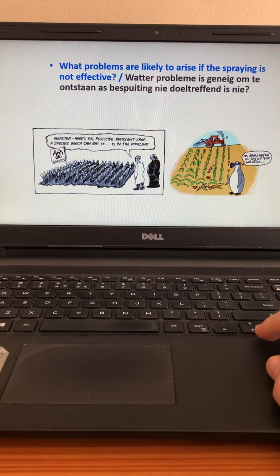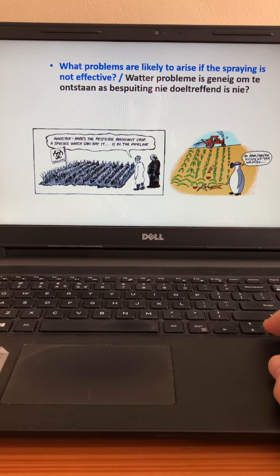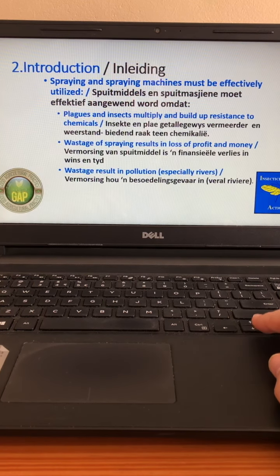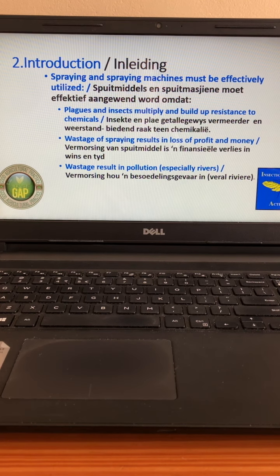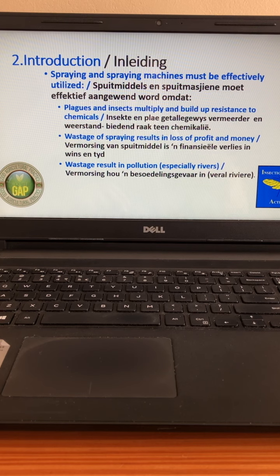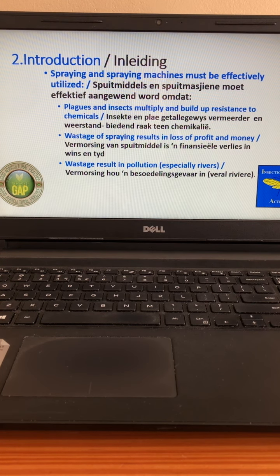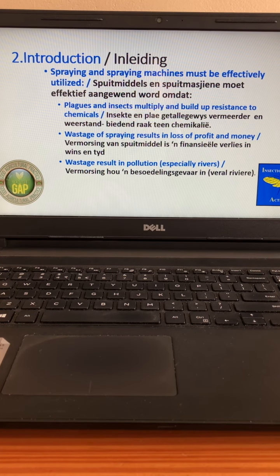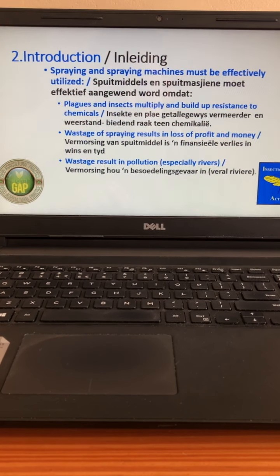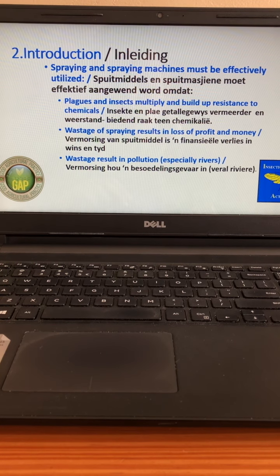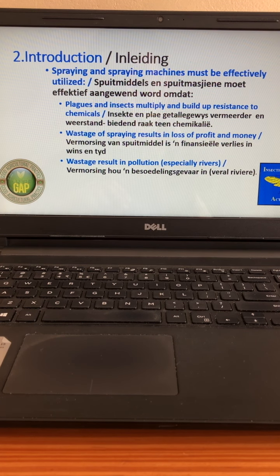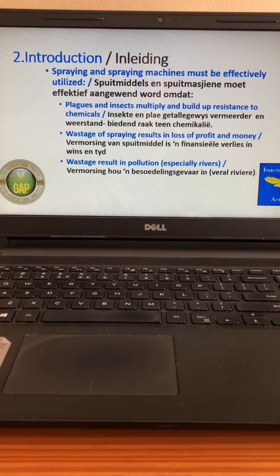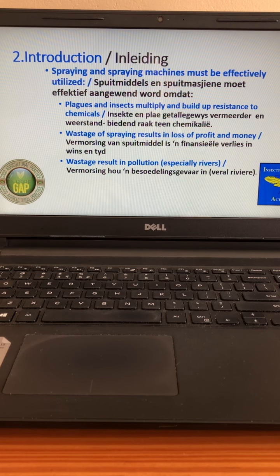So what problems are likely to arise if spraying is not effective? We can especially look at this chapter and go, pests and insects can multiply and build up resistance to chemicals. So if you don't use enough of a chemical, then your insects won't die, and they would build up a resistance to these chemicals.